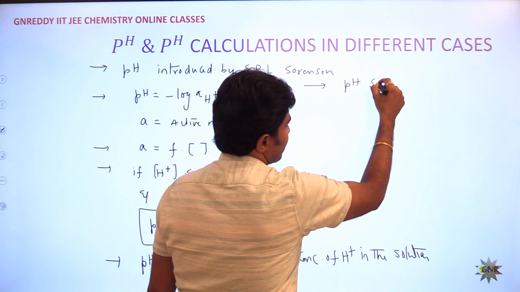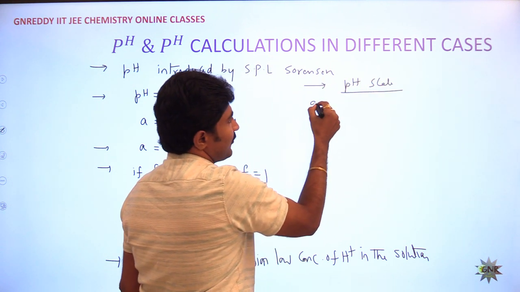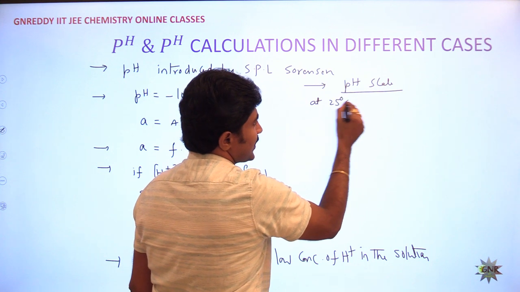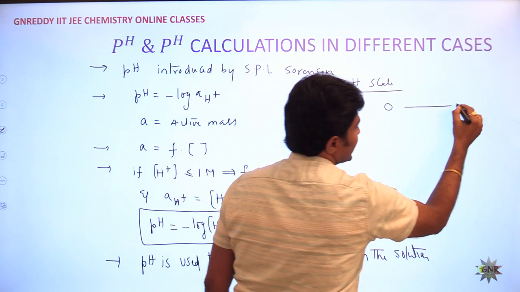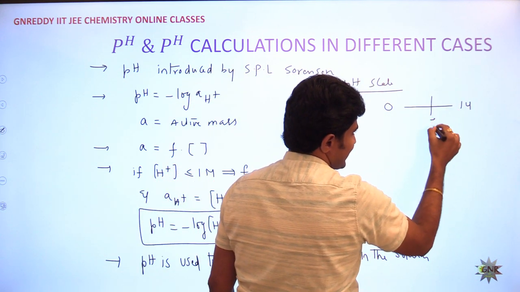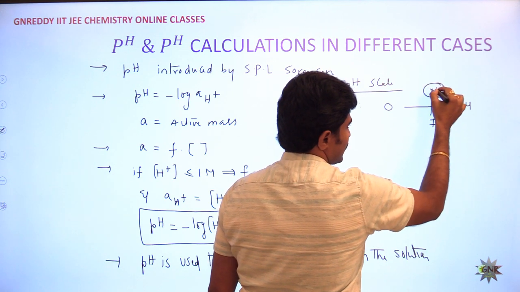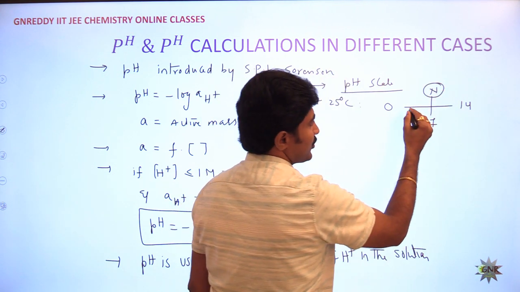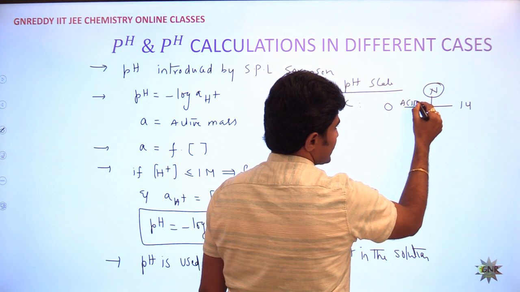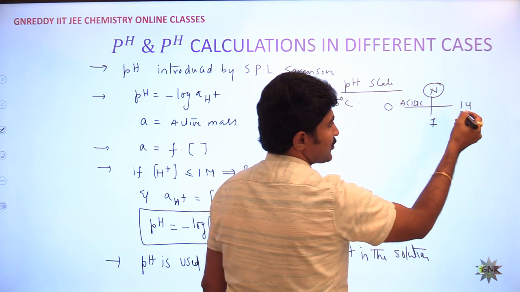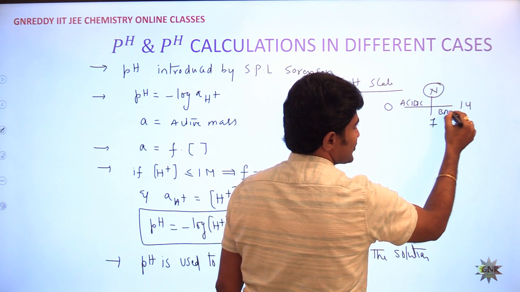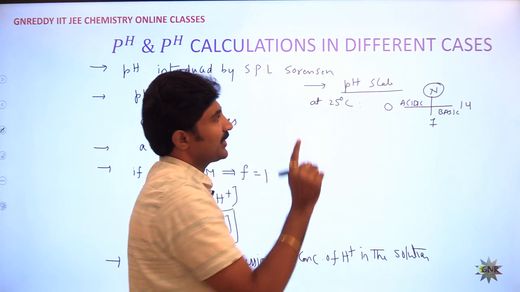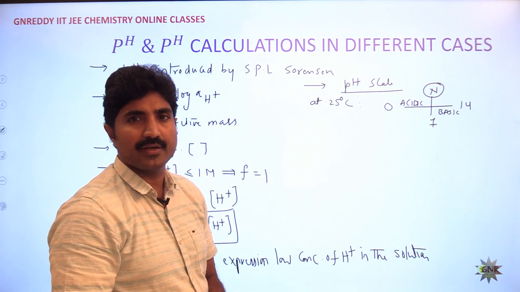At 25 degrees centigrade, this pH scale is 0 to 14, where 7 represents a neutral solution. In between 0 to 7 is an acidic solution, and in between 7 to 14 is a basic solution. This is the pH scale at 25 degrees centigrade.